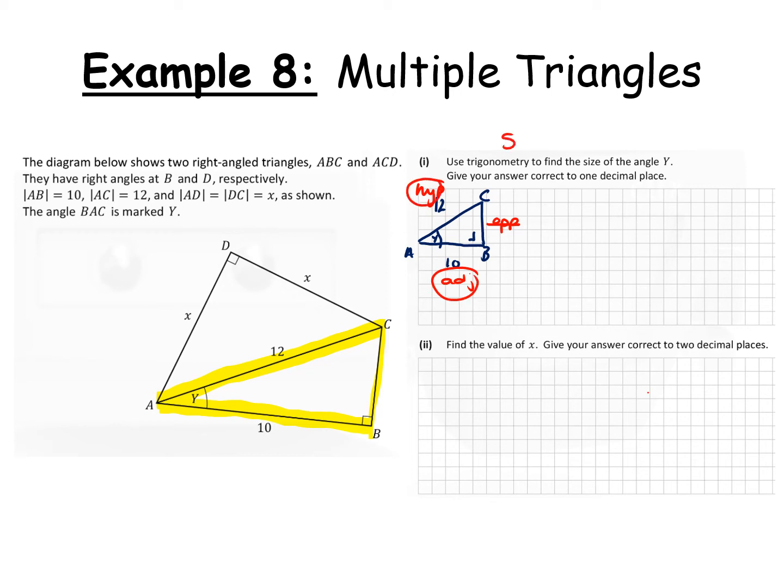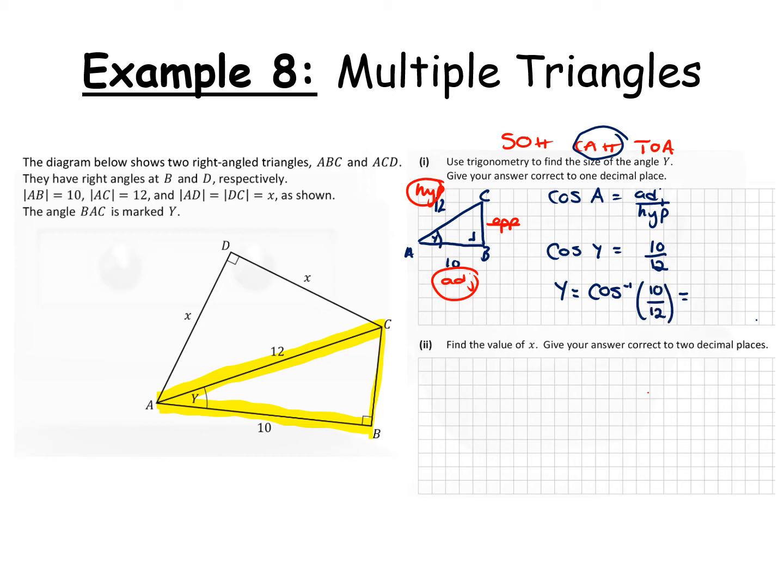So let's write down our SOHCAHTOA, or whatever you use to figure out your trigonometric ratios. We have adjacent and hypotenuse, so we're dealing with cos. So we have the cos of A is equal to adjacent over hypotenuse. Filling in what we know, we have the cos of Y is equal to 10 over 12. If we want to work out Y, we want to use what's called cos inverse to work out the angle itself. So cos inverse of 10 over 12. I haven't even simplified that down, but you'll get the exact same answer if you do.